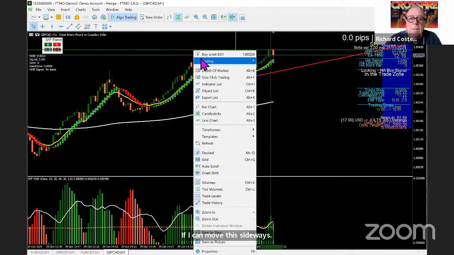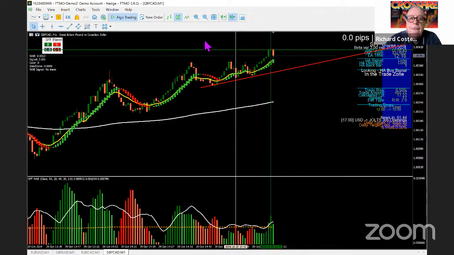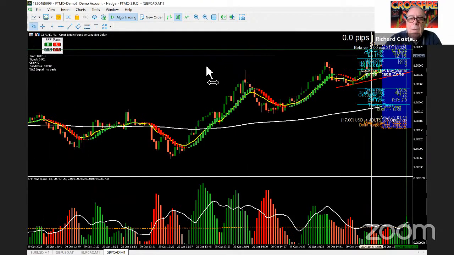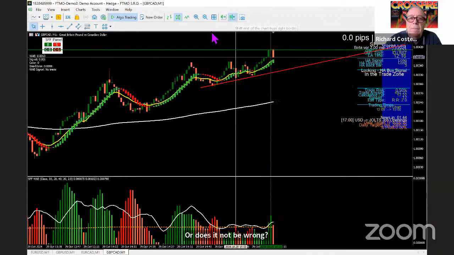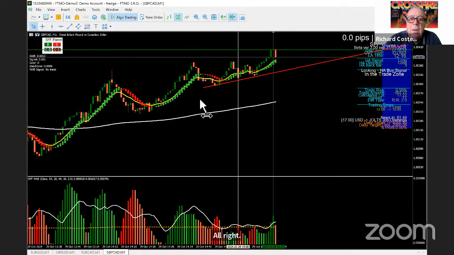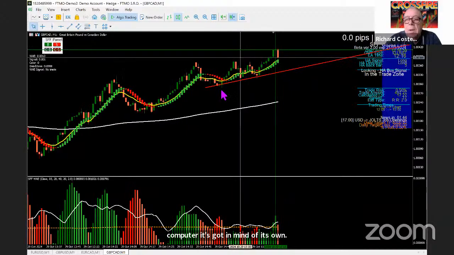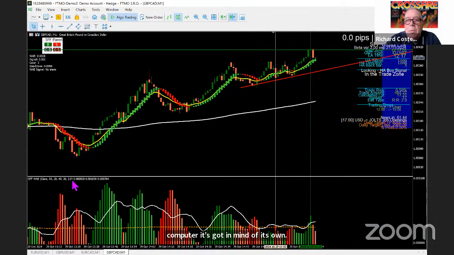Why is it not behaving? For some reason, I've got a computer that's got a mind of its own. Right, okay, well, I won't persevere with that.